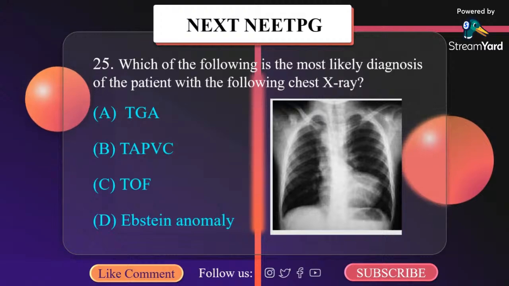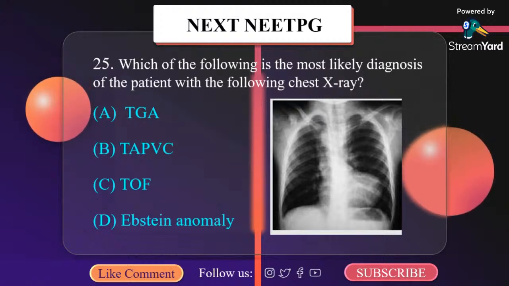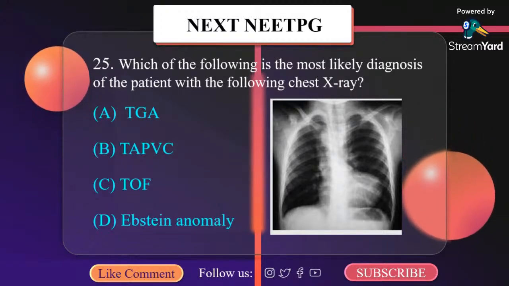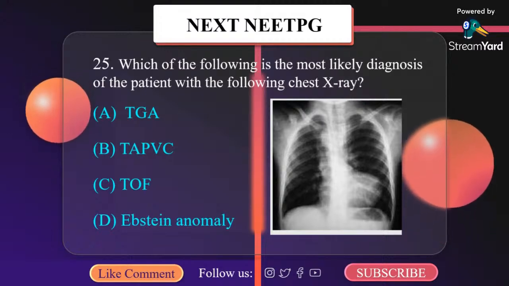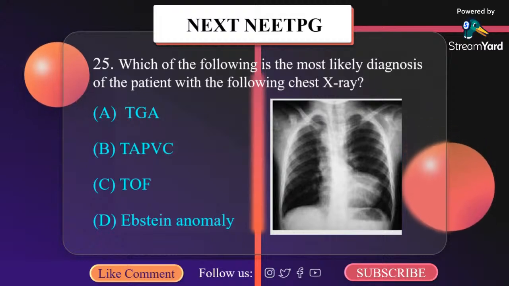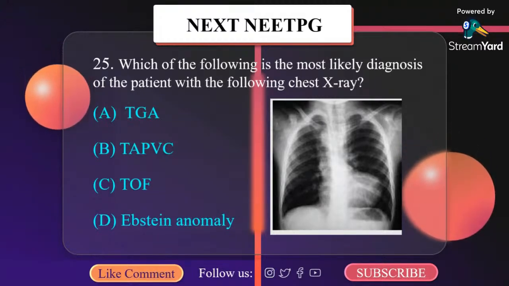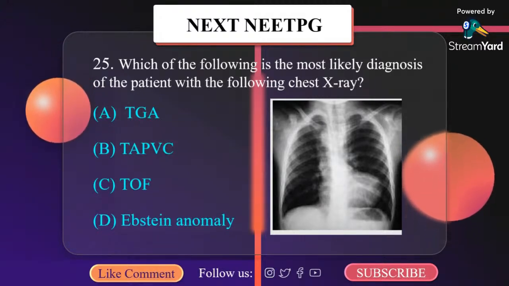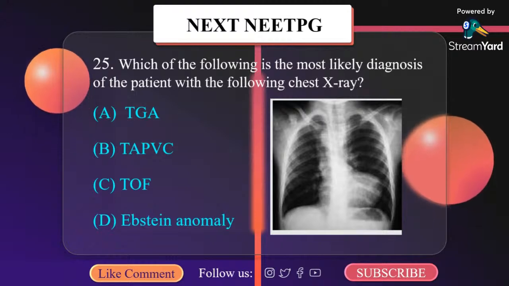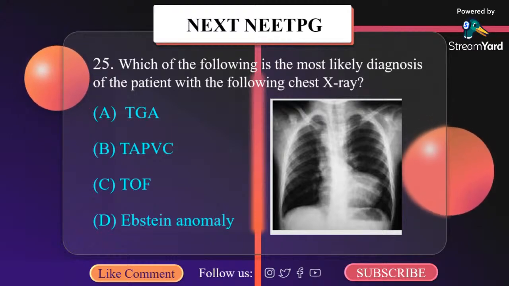Now what should be the ECG finding? There will be right ventricular hypertrophy and right axis deviation. Now coming to other options, transposition of great vessels. In transposition of great arteries, you will see an egg on side or egg on string appearance. That is, there will be cardiomegaly with a narrow base and plethoric lung fields.